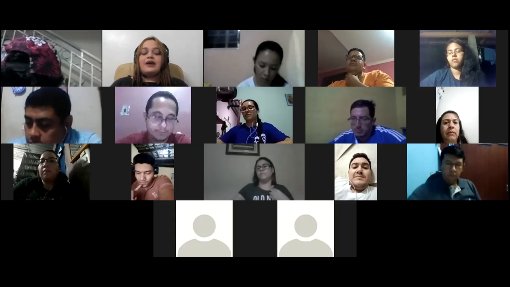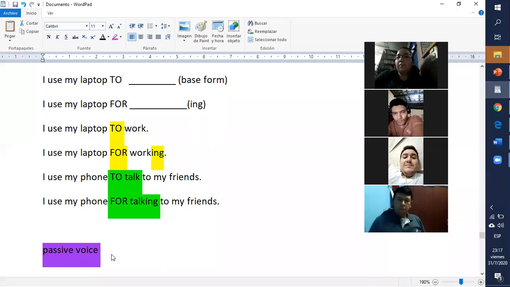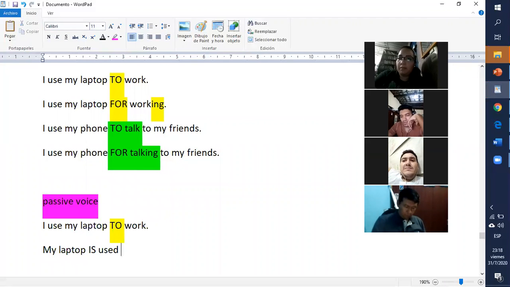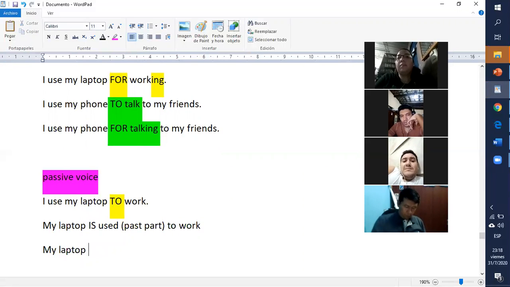I will show you the structure. So in the passive voice, the object is more important. You're not supposed to study this right now, but it's part of the topic. So we're gonna say, look, in this case, I use my laptop to work. I have to start with the object, laptops, if it's plural, but now I'm gonna say, my laptop is, this is in the present simple form, used, right? This is past participle, to work. Or you can say, my laptop is used for working. Now, this is the passive voice. Is it clear?